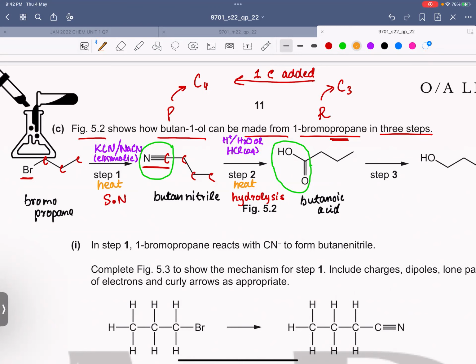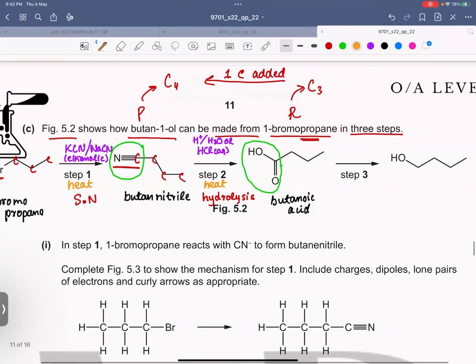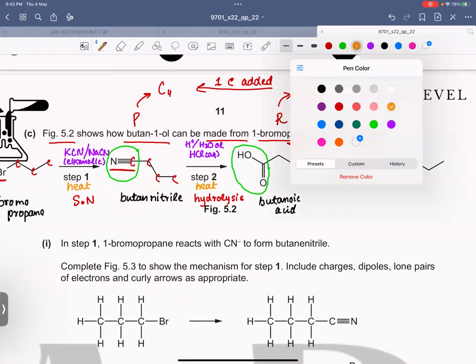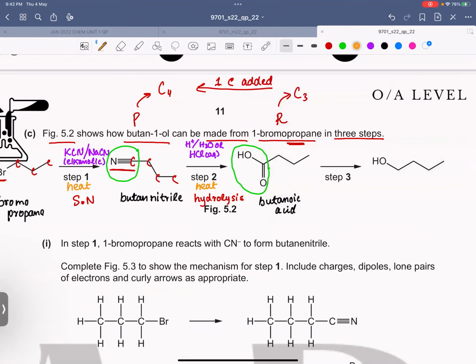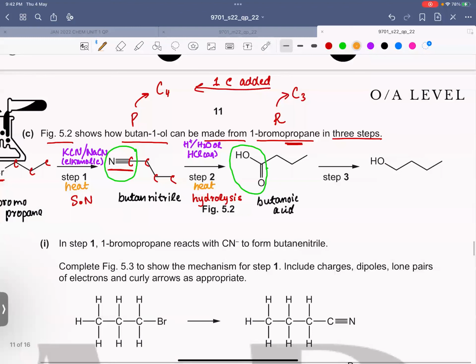So you can use hydrochloric acid or you can use sulfuric acid as well. Now, if you go for step 3, you see that in step 3, this carbon, that is a carboxylic acid carbon, actually turns into a CH2 group, and as a result, butanoic acid turns into butan-1-ol, right?